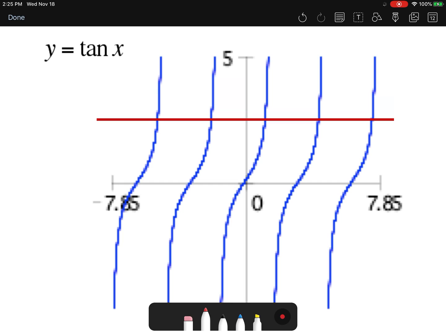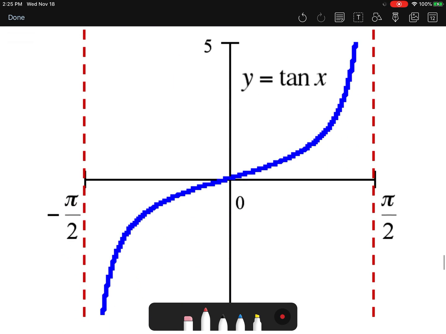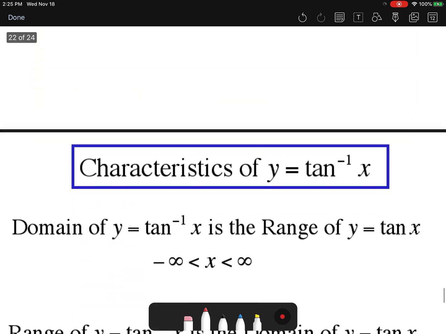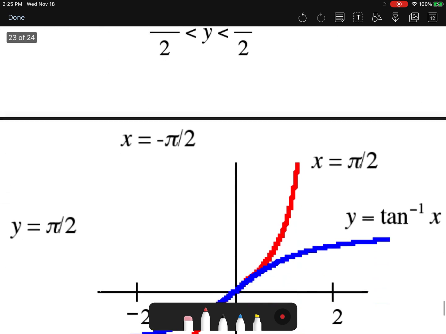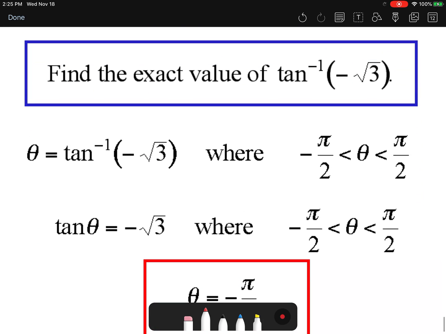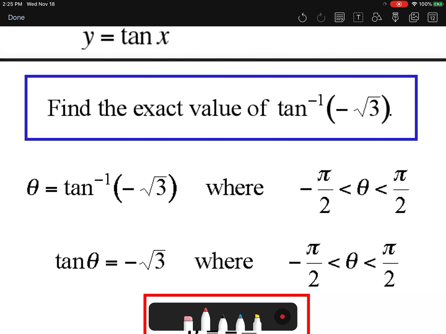Now, inverse tangent, you can guess you're going to get the same ugly result. And there's tangent, and this is what we're going to limit it to: negative pi over 2 to pi over 2, which means quadrant 1 and quadrant 4. Again, there's the graph, the inverse, and here's our y equal x. And you can see that it's reflected. And this is the inverse tangent. So, find the exact value of inverse tangent of negative radical 3.